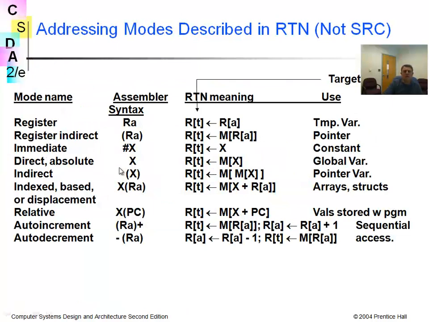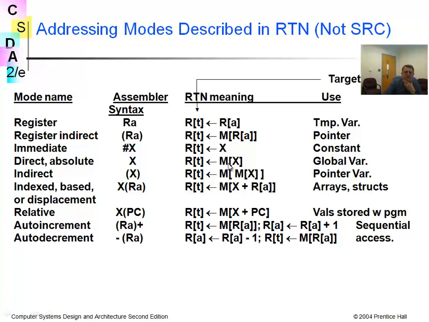Here are some addressing modes described in RTN. For example, if the operand comes in a register, we call it register addressing. Register indirect means R of RA, for example, holds the address of my operand, and the operand is loaded to R of T. If the register has the operand itself, that's register direct. If a value is in my constant field as an X, that's immediate addressing.